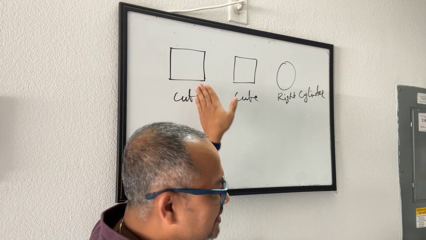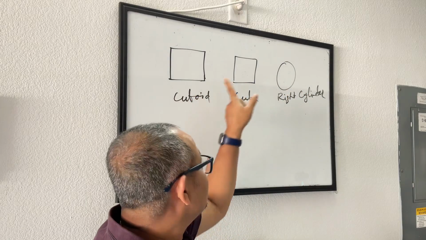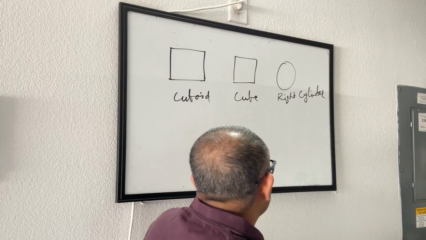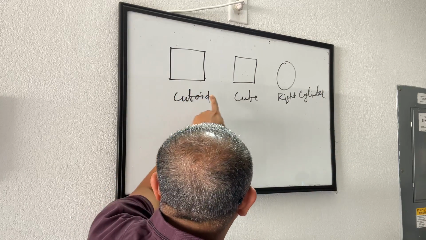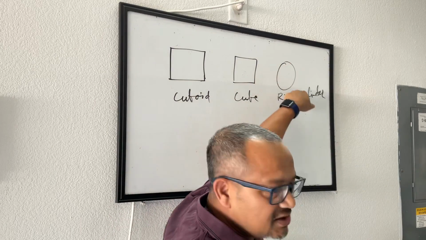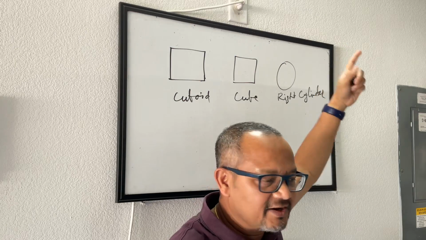This is a rectangle, this is a square, and this is a circle. This is not cuboid, this is not cube, and this is not right cylinder. Correct? Because these are two-dimensional shapes. They have length and width. There is no height. Length and width, no height. And this is a circle. It can be drawn on a piece of paper. There is no height here.